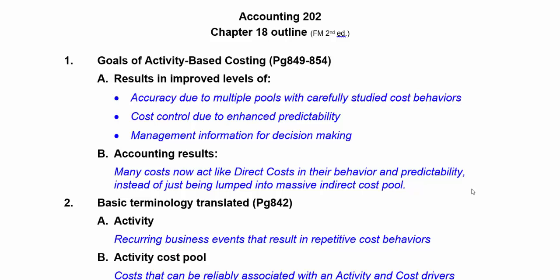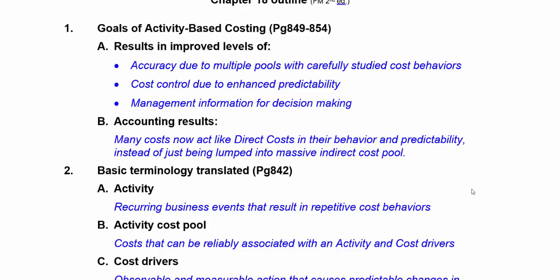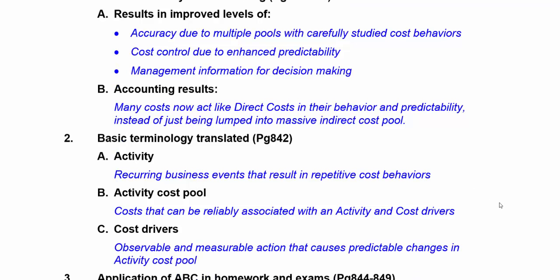Number one, activity. Activity is any kind of recurring business event that gives you repetitive cost behaviors. An activity cost pool is any cost that can be reliably associated with an activity and its cost drivers. And cost drivers are observable and measurable action that causes predictable changes in your activity cost pool. So some activity creates some kind of cost driver, which then results in activity costs.